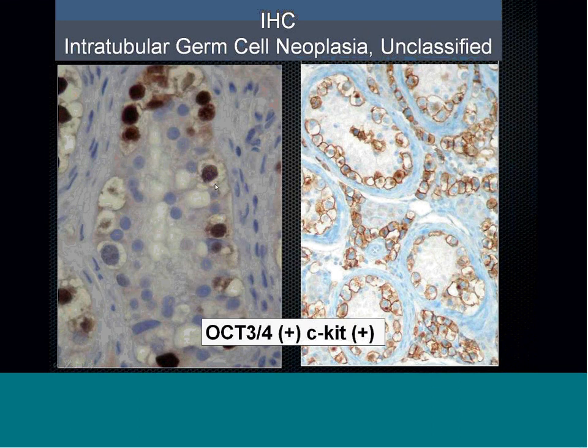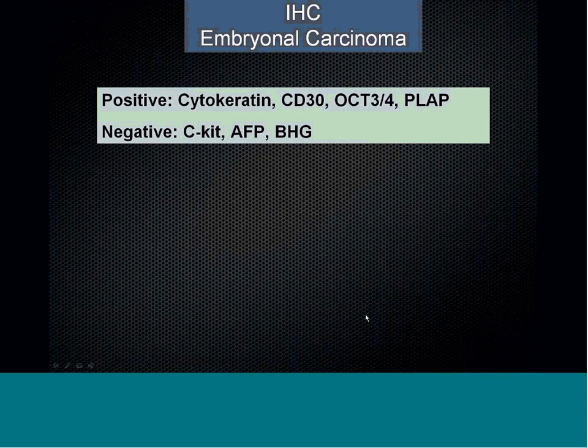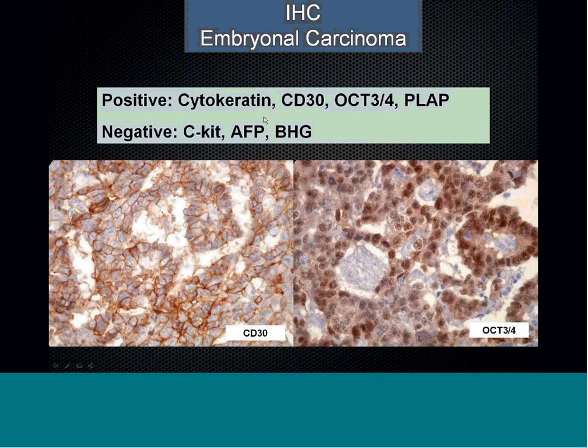The cells that are close to the basement membrane, which have large clear cytoplasm and prominent nucleoli, are positive with OCT3/4, and the same cells in intratubular germ cell neoplasia are positive for c-KIT. Panel for embryonal carcinoma: cytokeratin positive, CD30 positive, OCT3/4 positive, PLAP positive. Again, CD30 shows nice cytoplasmic membrane positivity, and OCT3/4 shows nuclear positivity. Negative stains are also important. Embryonal carcinomas are c-KIT negative, alpha-fetoprotein negative, and also negative for beta-HCG.